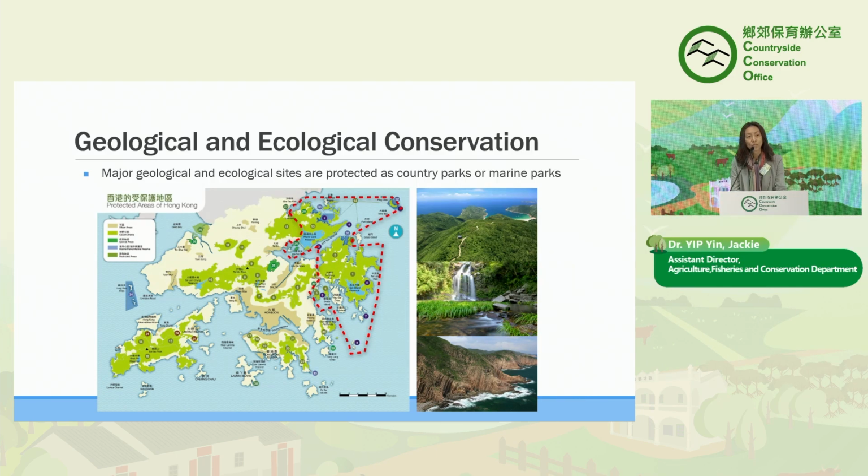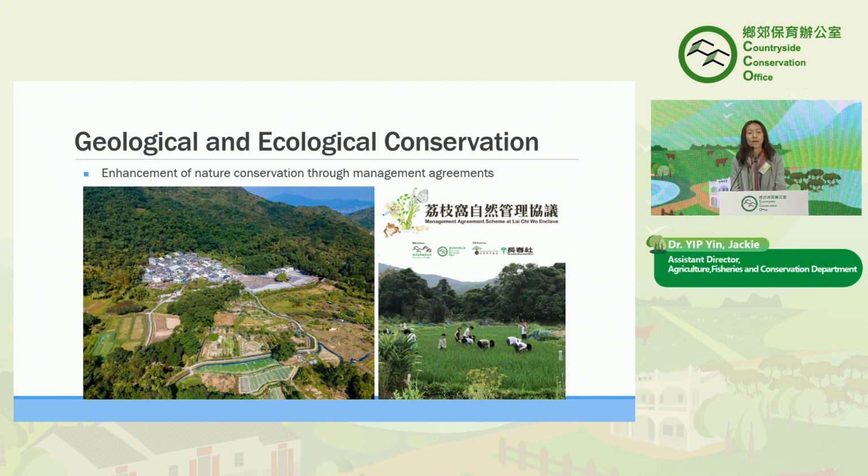In Hong Kong, as you might know, many geologically and ecologically important sites are already protected as country parks or marine parks. And for the areas which are not suitable to be included in country parks or marine parks, for example, some of the villages, there are enhancement measures through, for example, management agreements with the landowners.